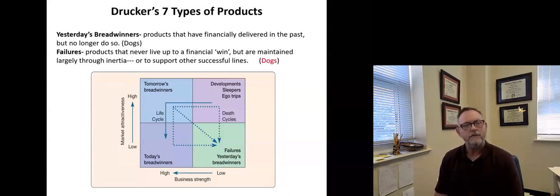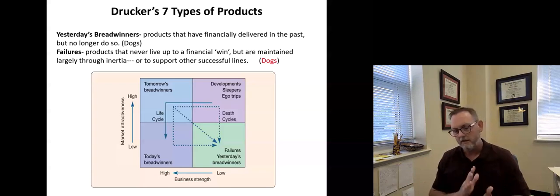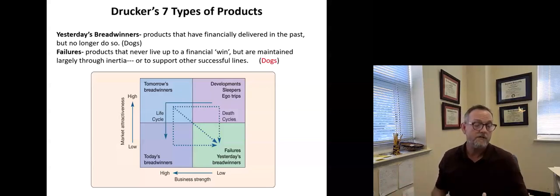The final category, or final sets of the other two, there's a total of 7 Drucker product types. Yesterday's breadwinners and straight up failures. And yesterday's breadwinners are those products that have gone through the product life cycle but are now in the decline stage of the product life cycle, and you're considering the divestiture of them or the harvesting of them. But they were great products for us, and we've now moved on, and that product needs to move on as well.